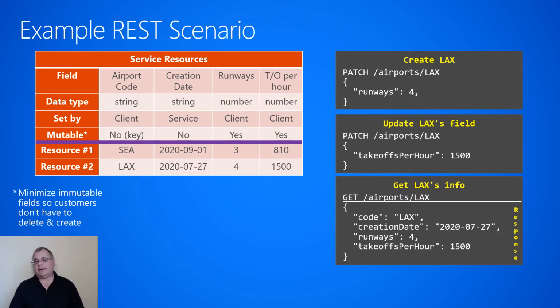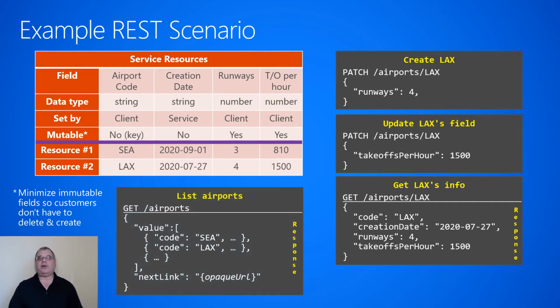All right, now let's say the client wants to go and read the current state of the resource. So it can do a get operation to airport LAX, and that's in the request, and the response will come back with the code, the creation date, the runways as 4, and the takeoffs per hour as 1500. That comes back in the response.